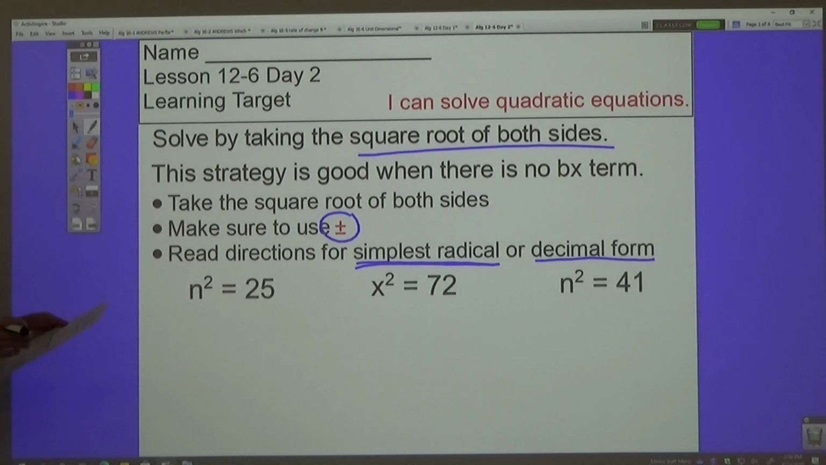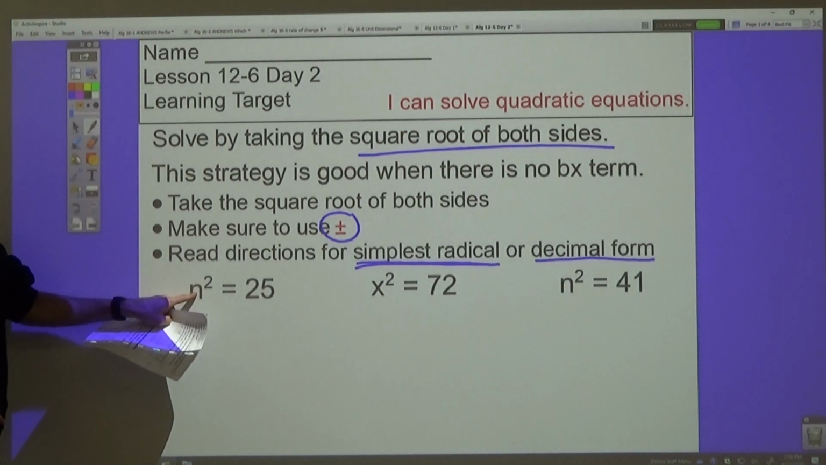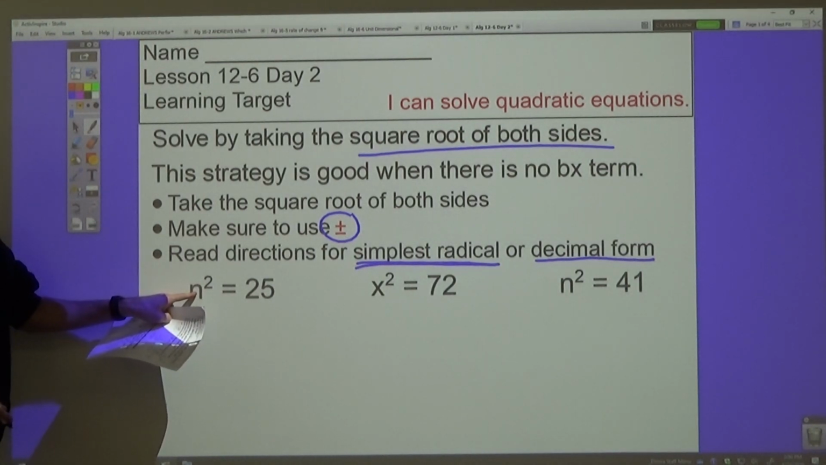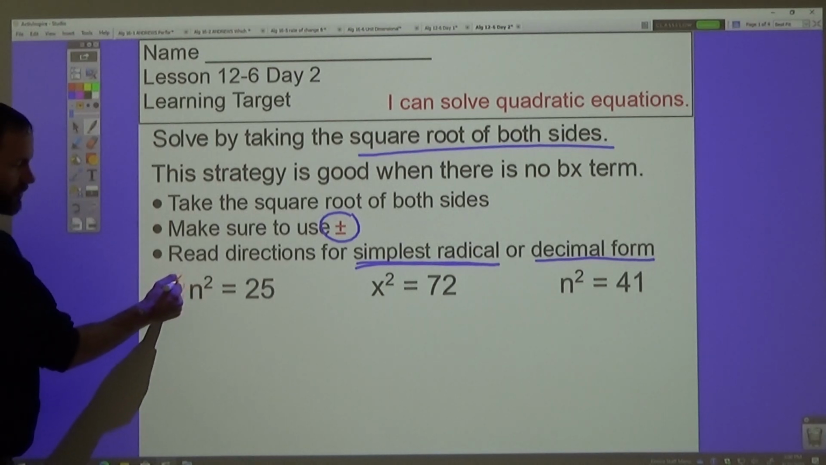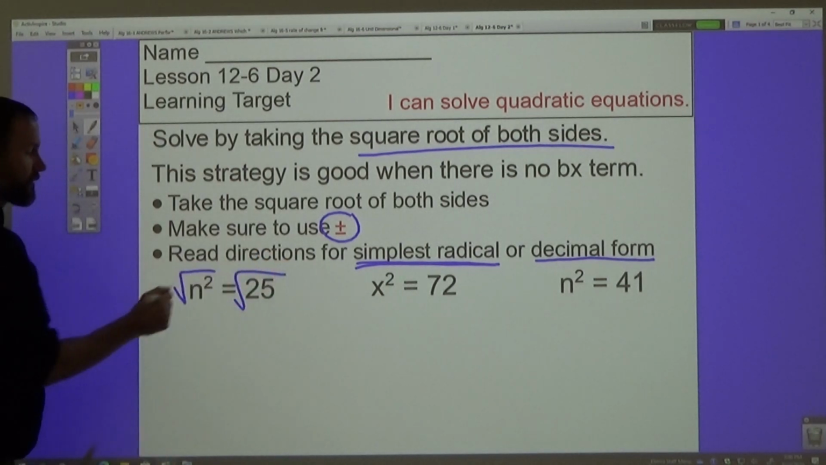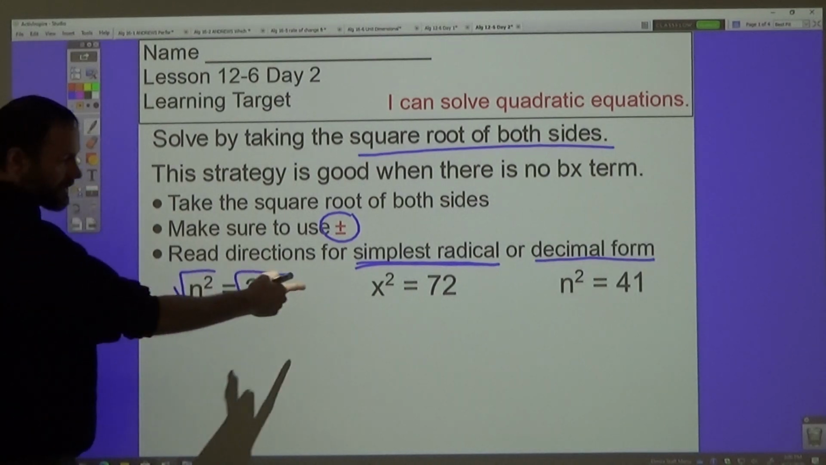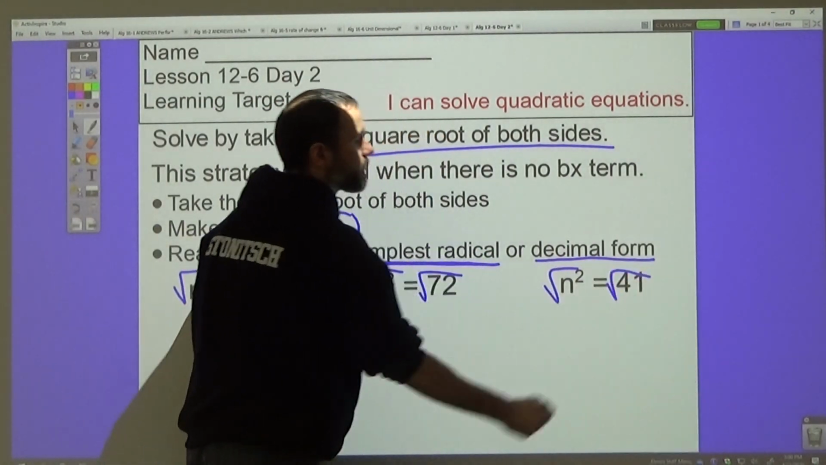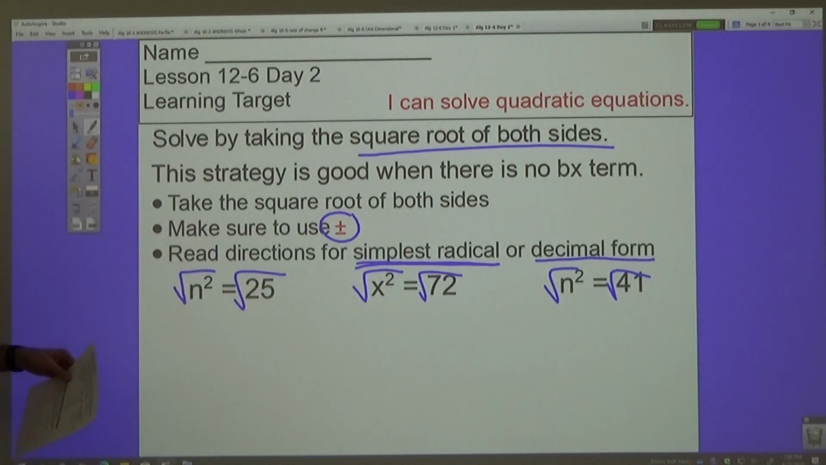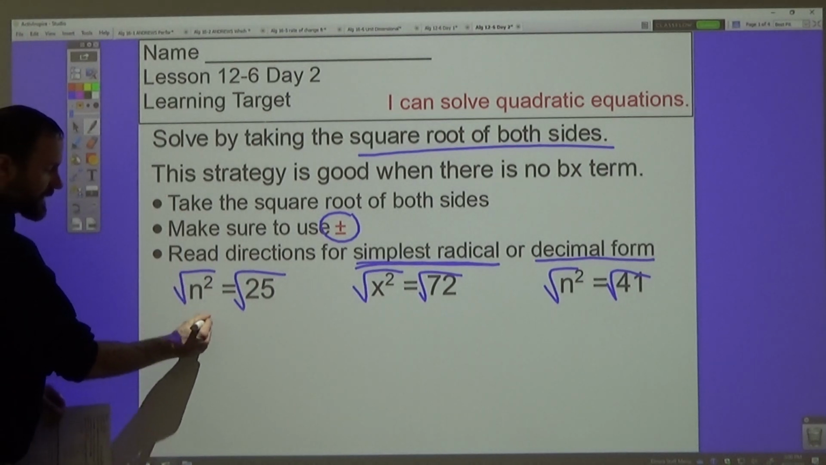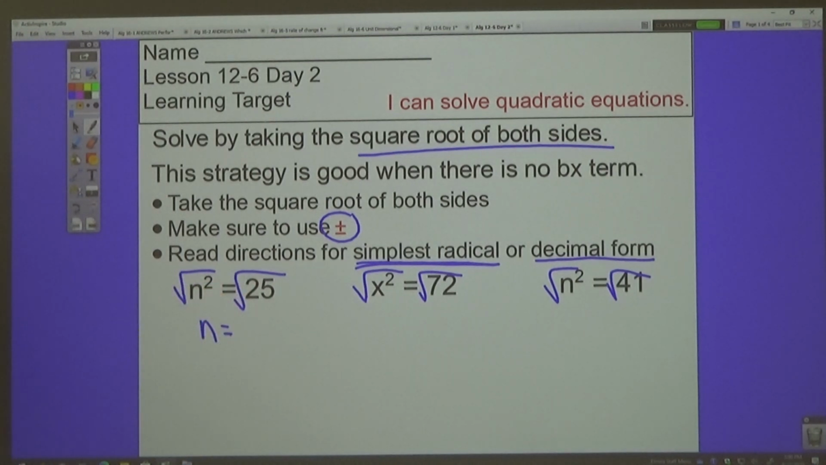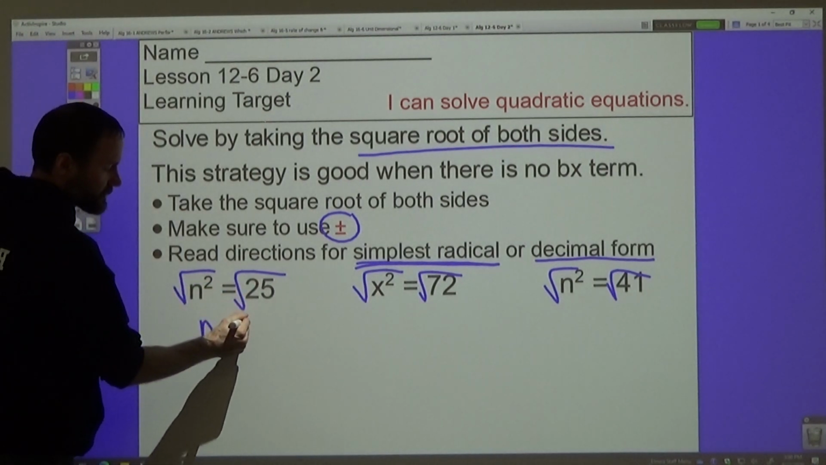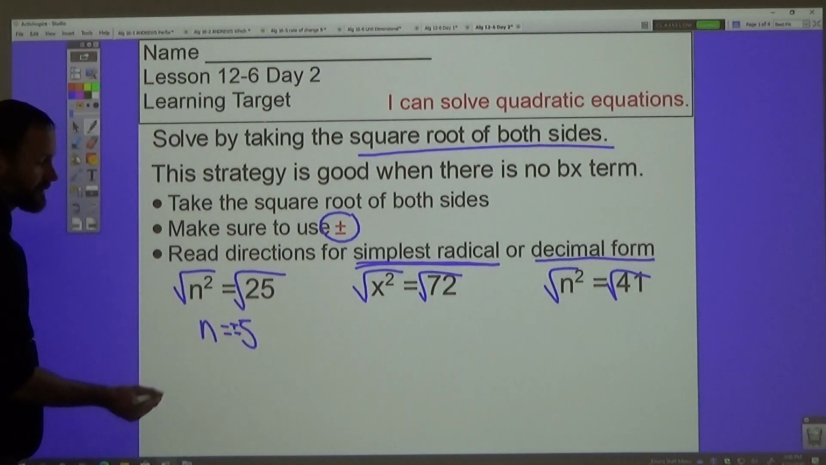So if we have this equation, n squared equals 25, the opposite of squaring a number is to take the square root of a number. The square root of this, the square root and square root. Same thing here, same thing here. We just want to take the square root of both sides to get rid of that square. The square root of n squared is just n. Well, the square root of 25 happens to be a perfect square. So that is plus or minus 5.